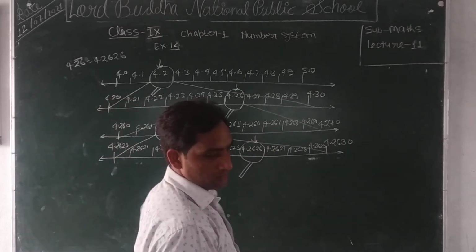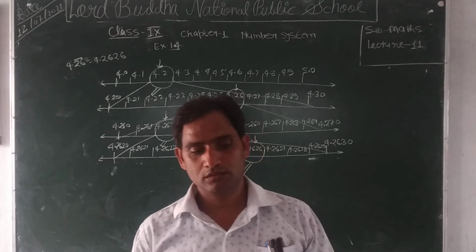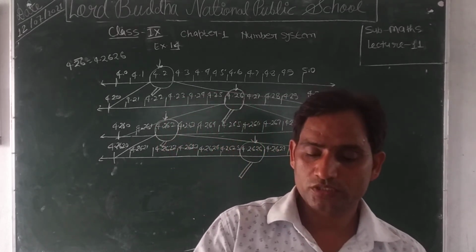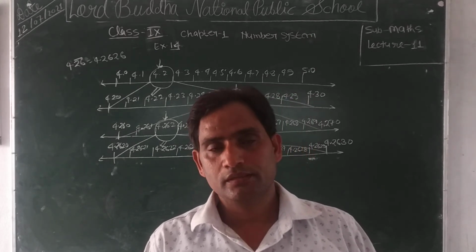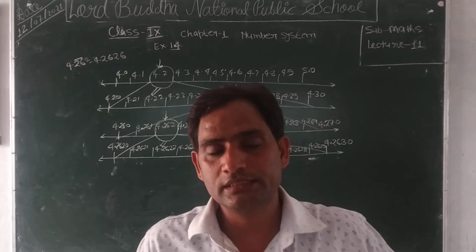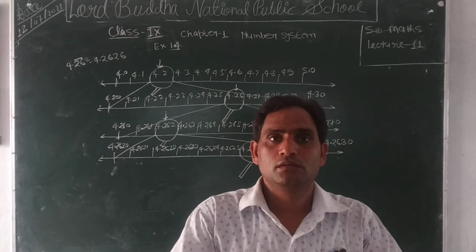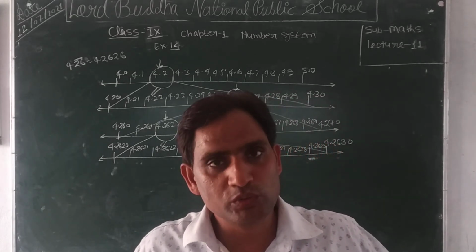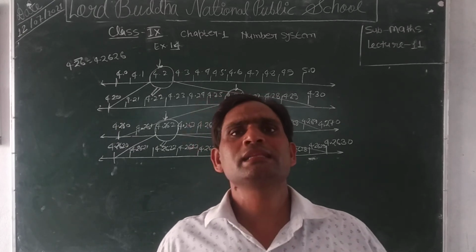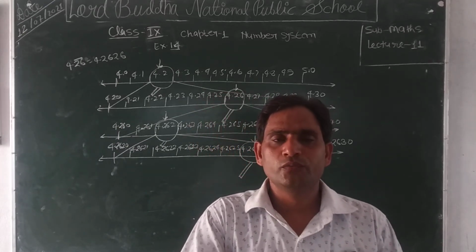Clear? I hope the procedure will help you to draw this figure and visualize the number 4.2626 on the number line. For another number line, we apply the same procedure. Clear?